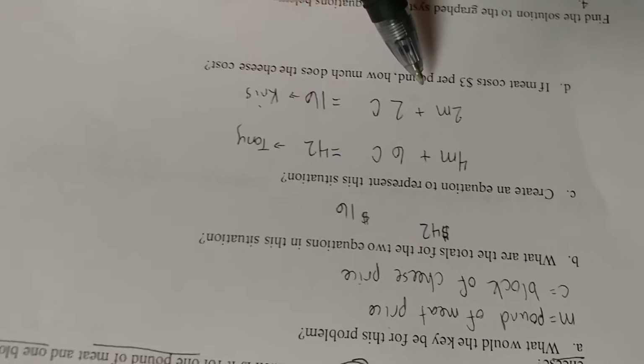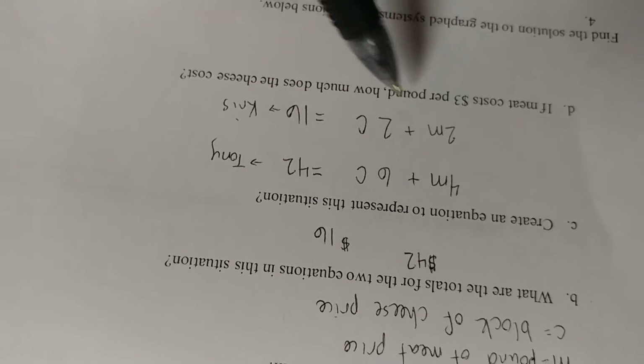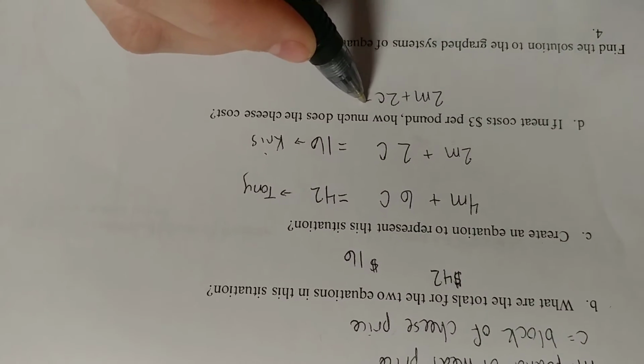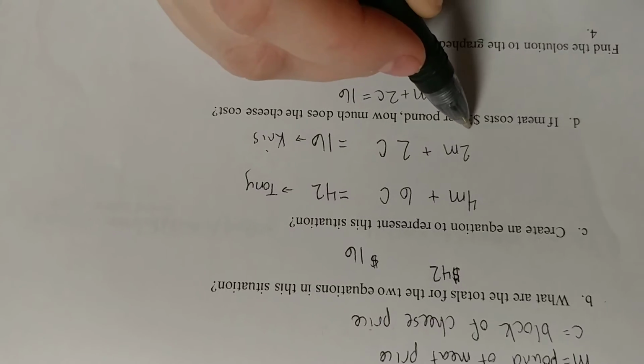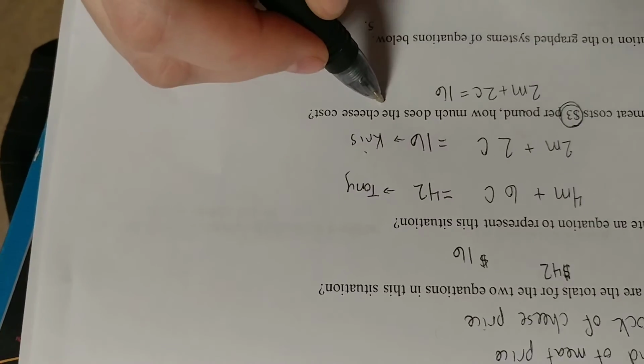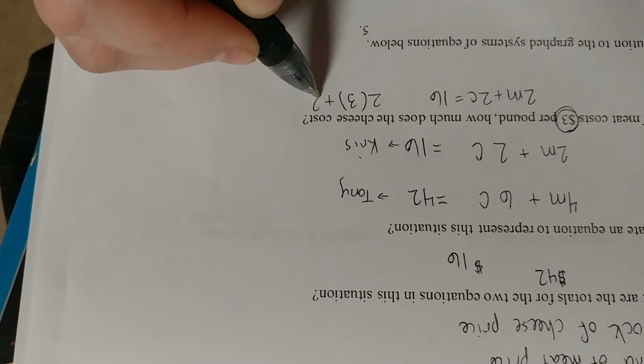And the last thing said, if meat costs $3 per pound, how much does cheese cost? And this is up to you. You could pick either one. I'm going to pick the second equation. It's a little easier for me. So I say 2M plus 2C equals 16. They just told me what M equals, $3. So you are simply going to go to M and substitute it for $3.